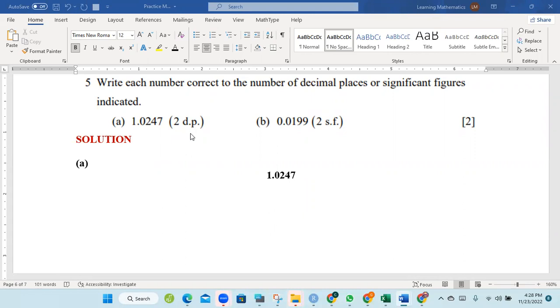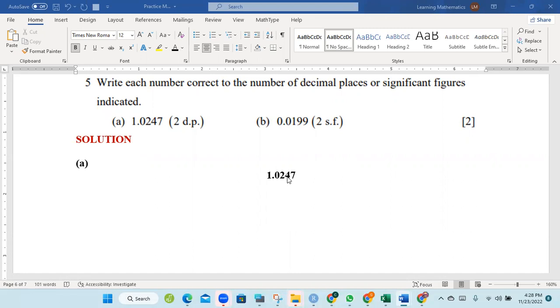2 decimal places means 2 digits after the decimal point, and 0 is included, so you have to start to count right after the decimal point. Currently, this number is 4 decimal places: 1, 2, 3, 4. There are 4 digits after the decimal point, but we want 2 of them: 1, 2. And the rule is that if the next number, the following number, is 5 or more, you have to add 1 to where you stopped.